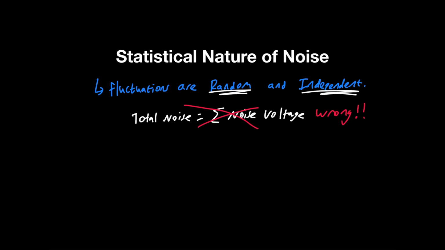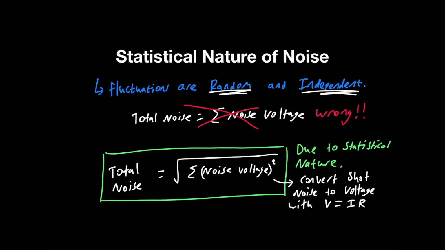To combine the noise into an overall total, you have to take the square root of the sum of the squares of the noise voltage sources. This much better reflects the statistical nature of the noise. You may be wondering what you do with the shot current, but it is as simple as converting into a noise voltage by using Ohm's law, V equals IR.